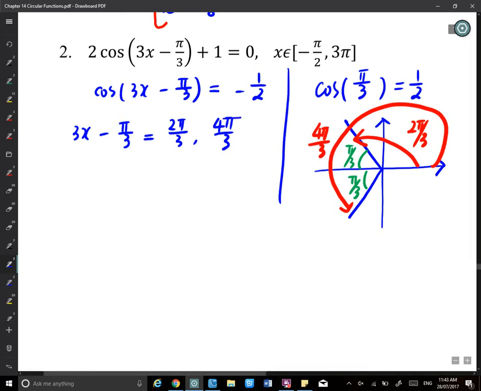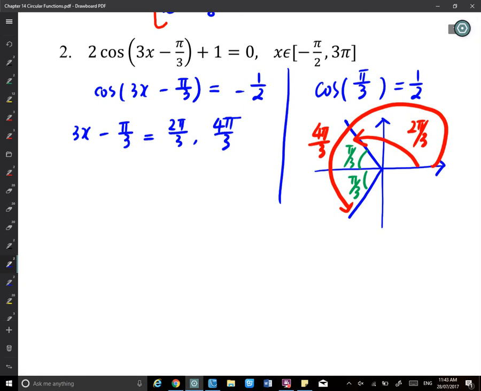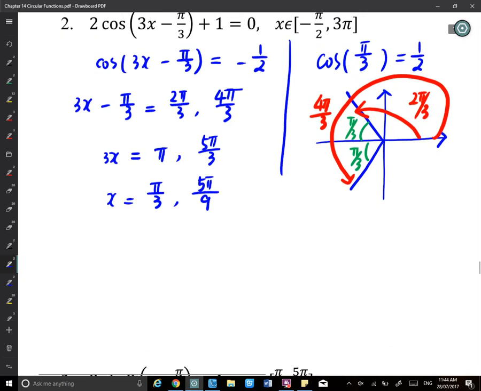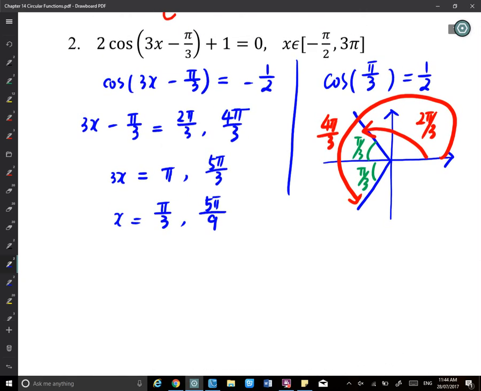For sine and cosine, I need to solve two values. I'll add pi on 3, that's 5 pi on 3, and I will divide by 3. So I get pi on 3 and 5 pi on 9. Okay, I have solved the first two positive solutions already.